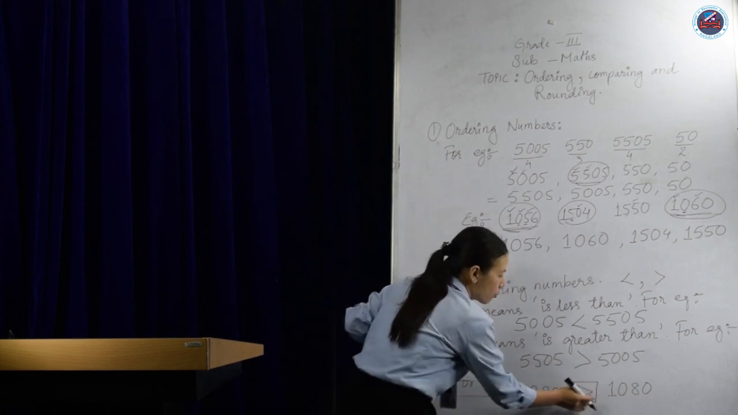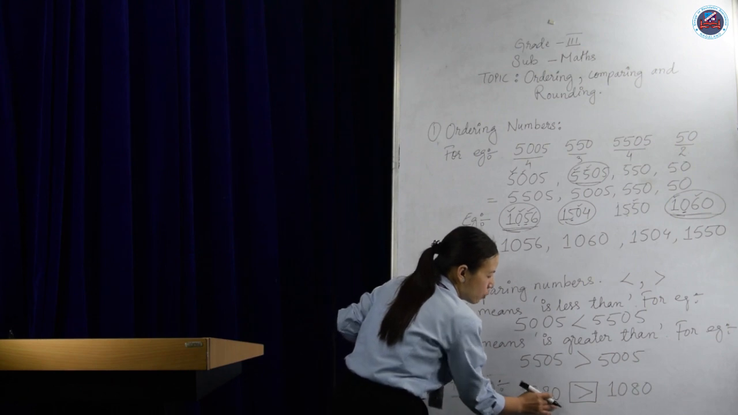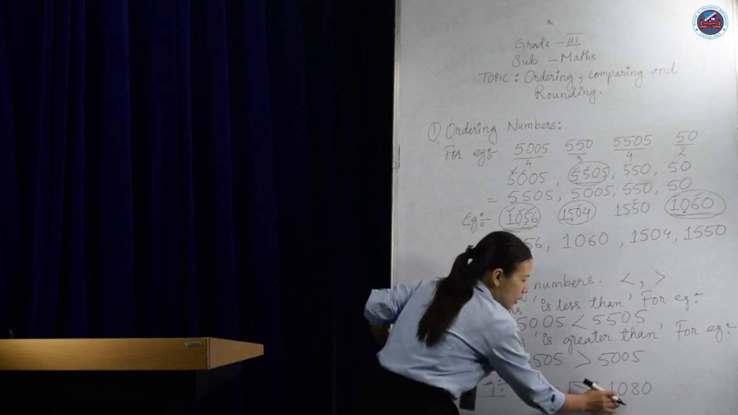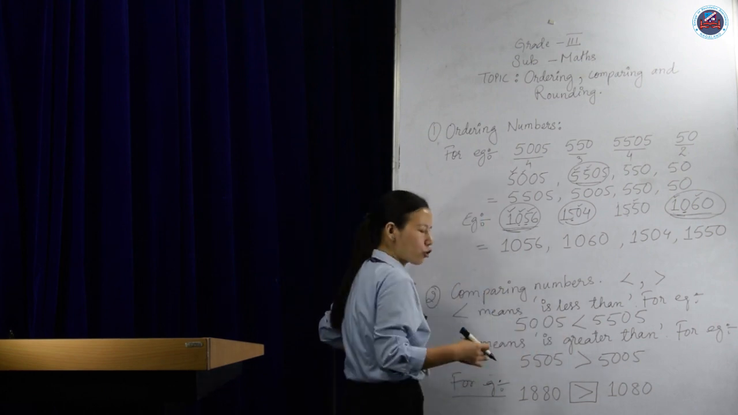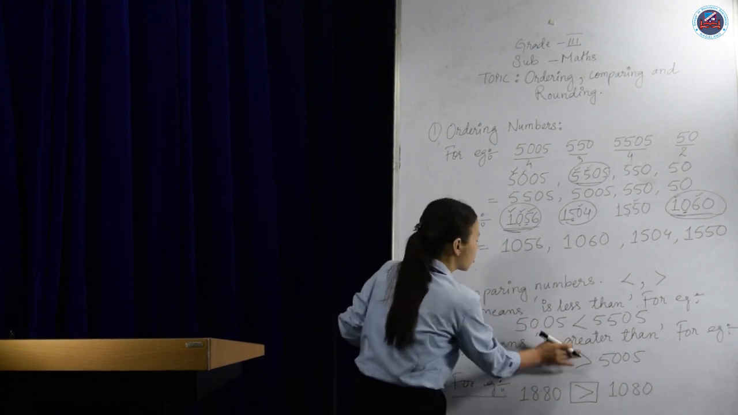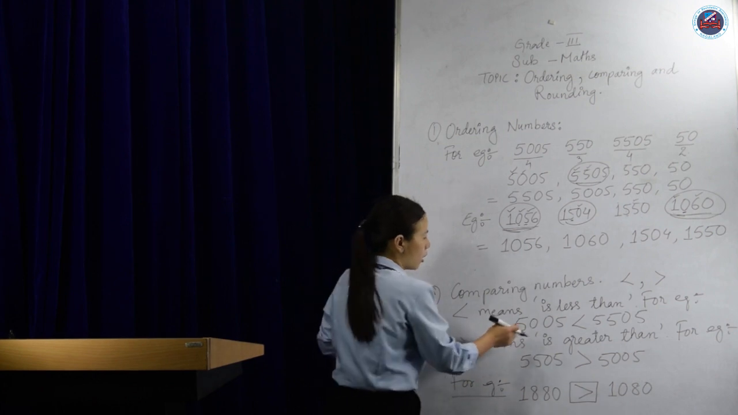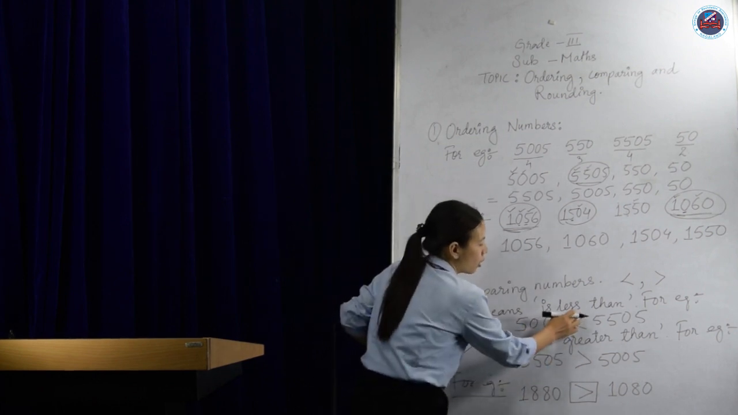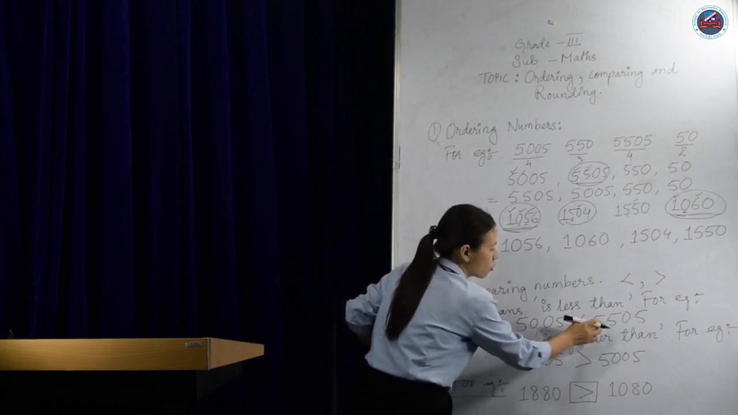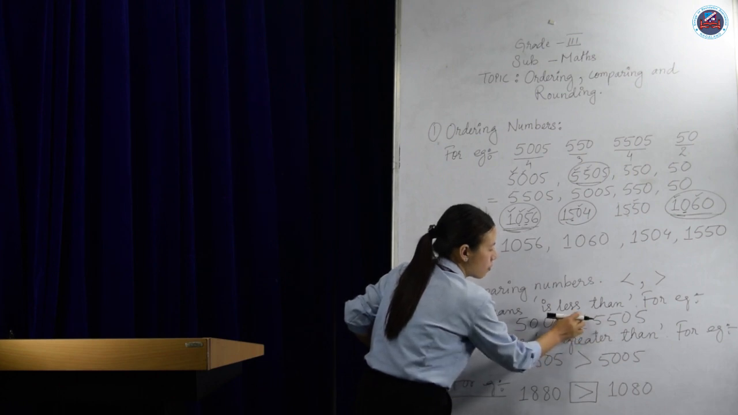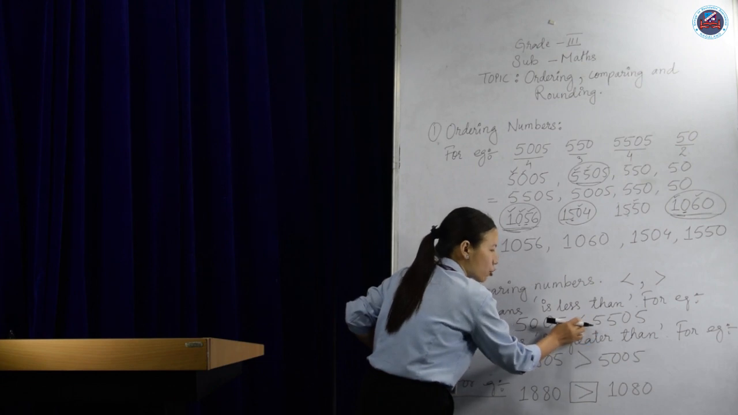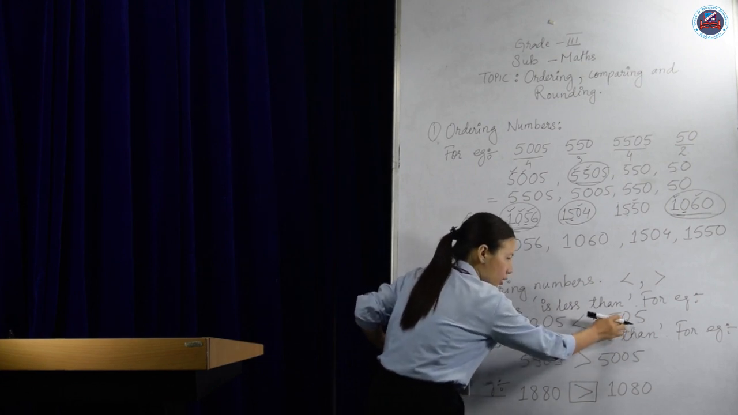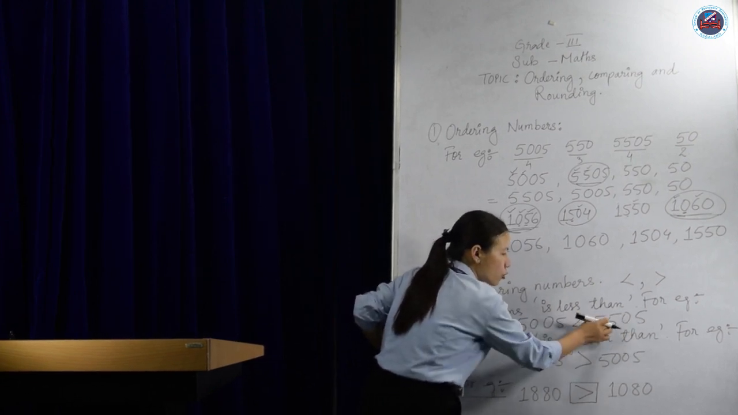Now, that's how we read the number as 1880 greater than 1080. To make it easy to remember, what we have to do is look at this mouth, which is wide open towards this number. That means this sign shows that this number is greater. That's why this mouth is wide open towards this number.